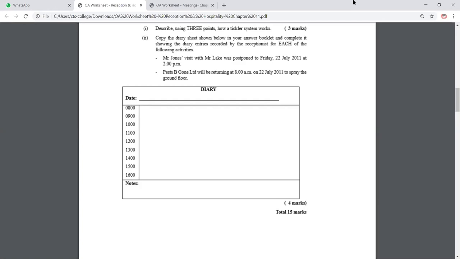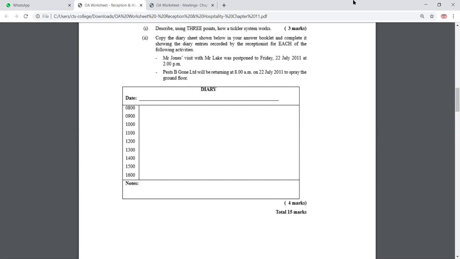Right, let's just look at the question. Let's not stray. The question says, Mr. Jones' visit with Mr. Lake was postponed to Friday, 22nd July, 2011 at 2 p.m. So where exactly should this note be made on this diary page?